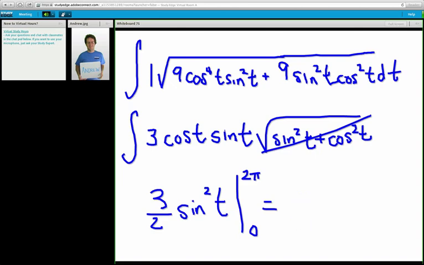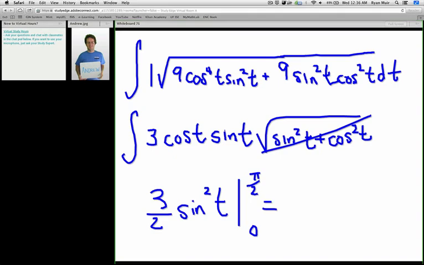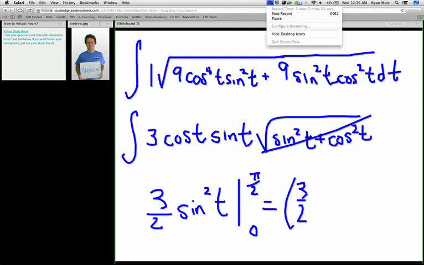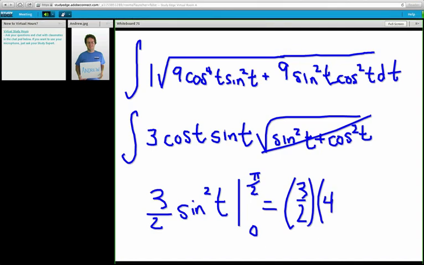So what you're supposed to do instead is integrate from 0 to pi over 2. Sine of pi over 2 is 1. Sine of 0 is 0. 3 times 1 over 2 is 3/2. But then we multiply by 4 to get the area of the total mass in all 4 quadrants. So that's going to give us an area of 6.